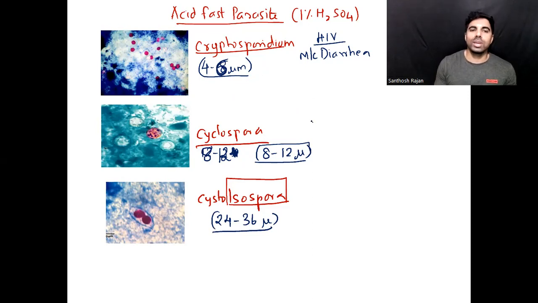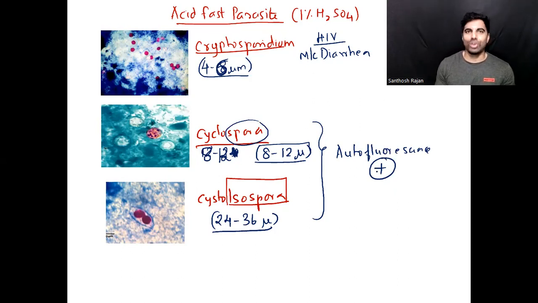One important thing I want you to remember is that for these two, the autofluorescence is positive. There's a test called autofluorescence. The autofluorescent test is positive for Cyclospora and Isospora. They are automatically fluorescent, they shine, but not Cryptosporidium. Cryptosporidium is the most common cause of diarrhea. That is an important point, so you will not make a mistake in this question. This one is round in shape, but this one is a little oval like this. You see the name, it's Isospora.